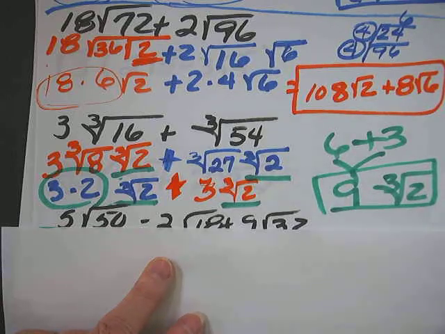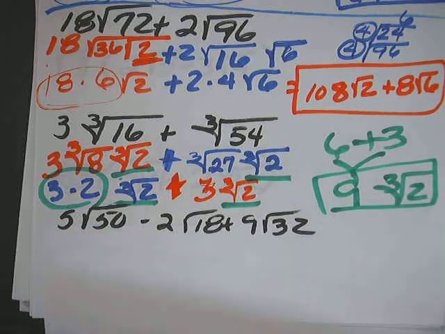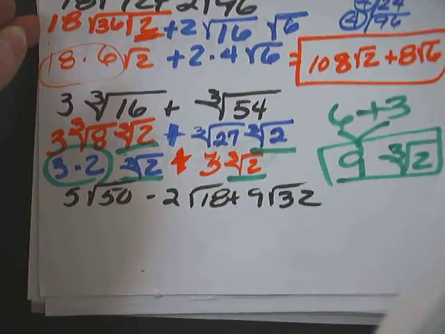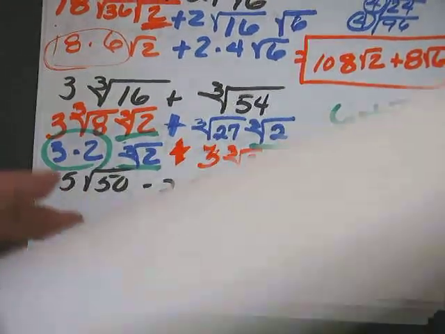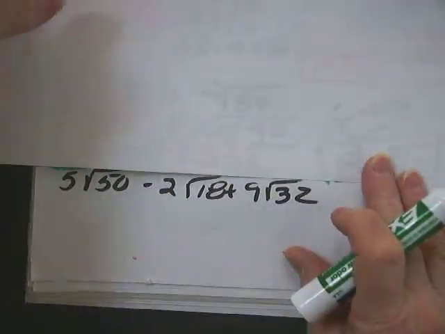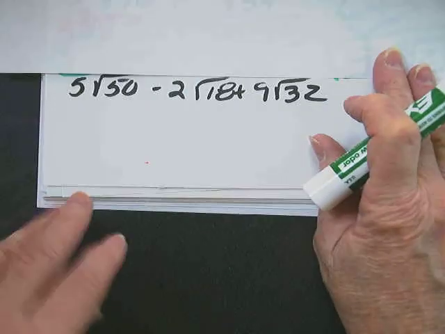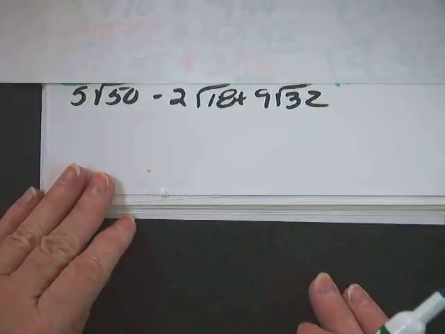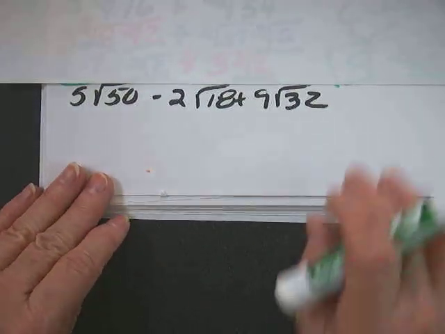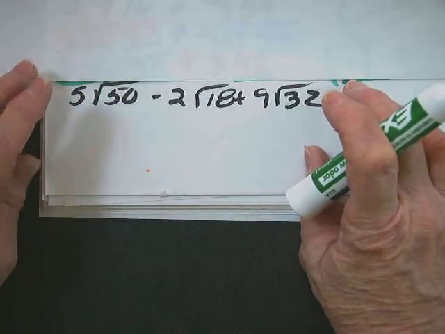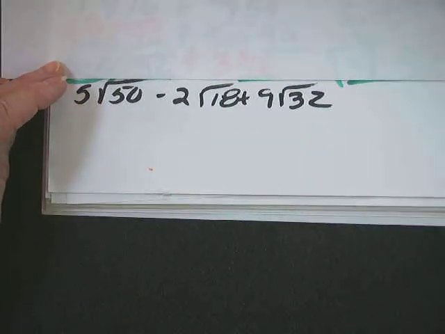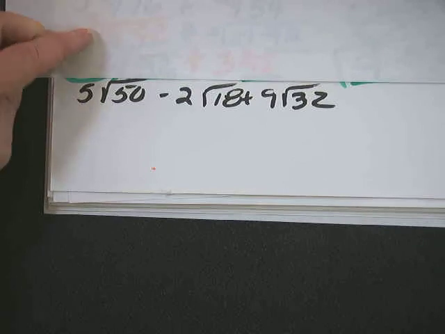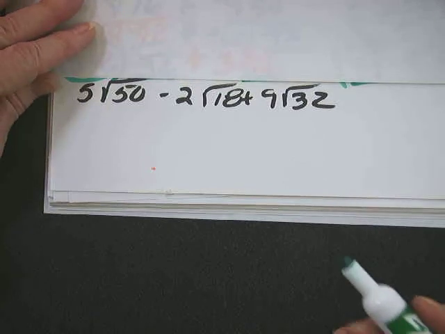Okay, so we have, they're both cube root of 2's. This one is 6 plus 3. Right? So we have 9 cube root of 2's. Okay. Now let's simplify this if we can.